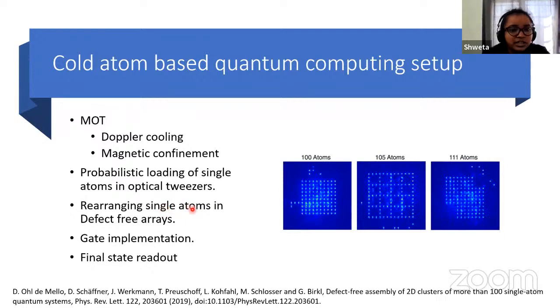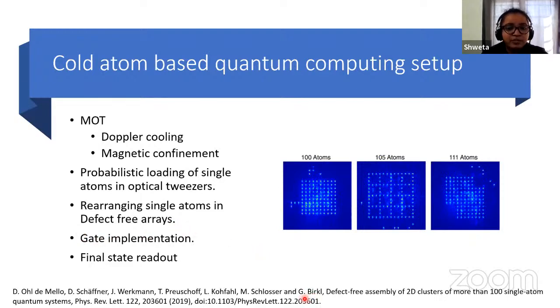And then those single atoms are not ideally loaded, like they are not in a configuration which we can use in our setup. So that's why we need the defect free array. So we will be rearranging those single atoms in a defect free array.